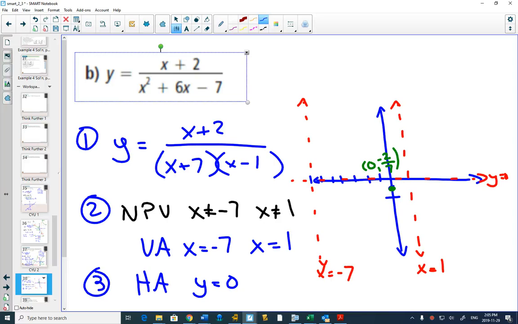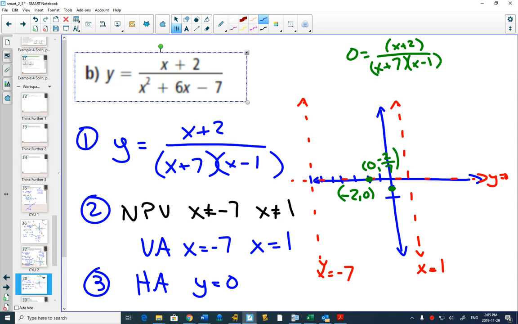For x-intercepts, you plug in 0 for y. If I plug in 0 for y, I'll do it up here: 0 equals (x + 2) over (x + 7)(x - 1). The only place a fraction is equal to 0 is if your numerator is equal to 0. When is my numerator equal to 0? At -2.